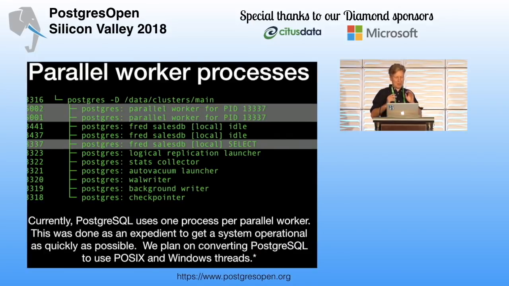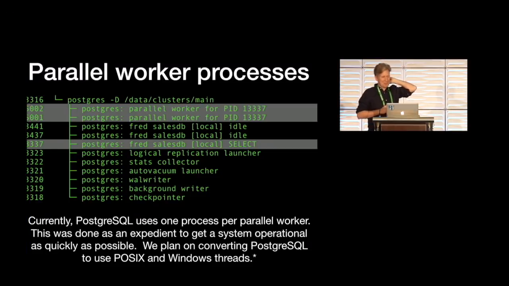Fast forward to now, parallel worker processes. Well, this is not quoting anyone else. This is just my words. Currently, we're still using 1 process for each parallel worker. That also is an expedient done to get a system operational as quickly as possible. That's kind of a joke. Like we might actually eventually move to threads, but right now you can see the processes just as you can with regular user backends. They show up with a special process title saying, I'm a worker for this other process over here, and you can see the number.